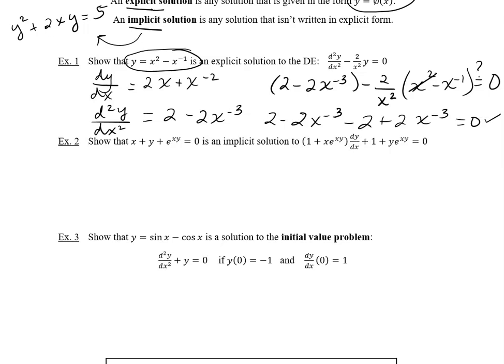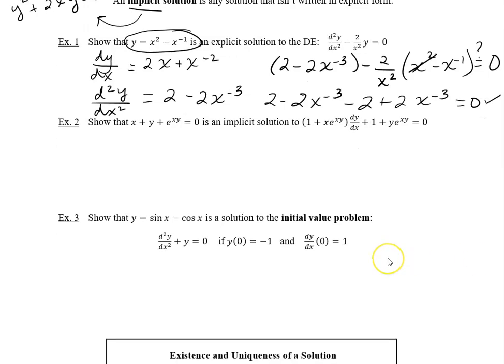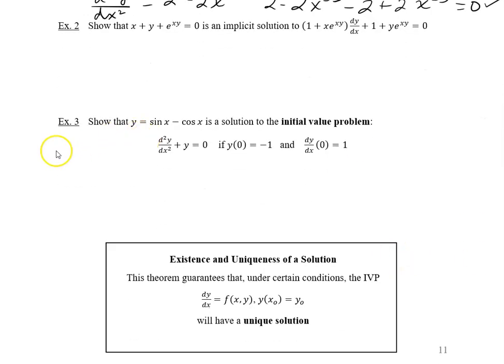Show that this expression is an implicit solution. Again, just terminology, implicit because of the way it's written, to this differential equation. Now, before we get too involved here, I need to find dy dx. So remember how we found the derivative using implicit differentiation back in Calc 1. Let's review that really quickly here.